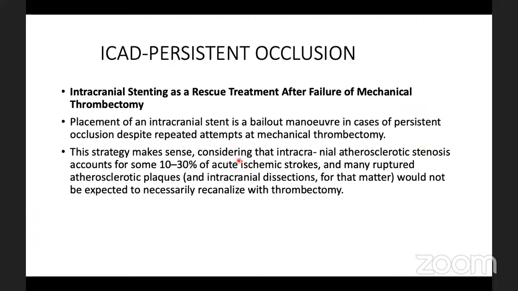So when we have an ICAD and in situ thrombus, we have to do an intracranial stenting as a rescue treatment, because despite repeated passes these methods will fail, and in situ thrombus is very common. Placement of an intracranial stent is a bailout maneuver in cases of persistent occlusion despite repeated attempts at mechanical thrombectomy. This strategy makes sense considering that intracranial atherosclerotic stenosis accounts for around 10 to 30% of acute ischemic stroke. This data is from the Asian population, not from the Western population, so it is very high. ICAD is very high in the Indo-Chinese population, and many ruptured atherosclerotic plaques would not be expected to necessarily recanalize with thrombectomy. So intracranial stenting can be done as a bailout maneuver.